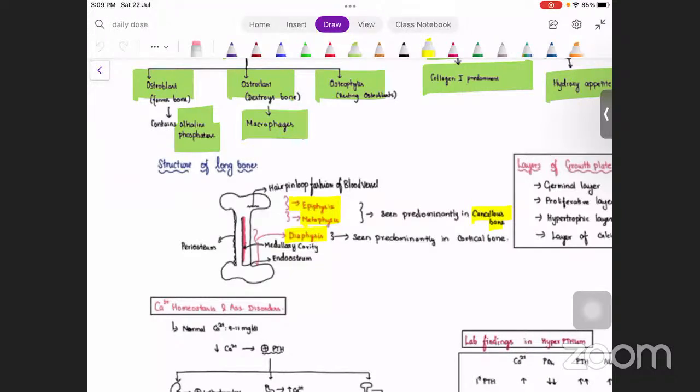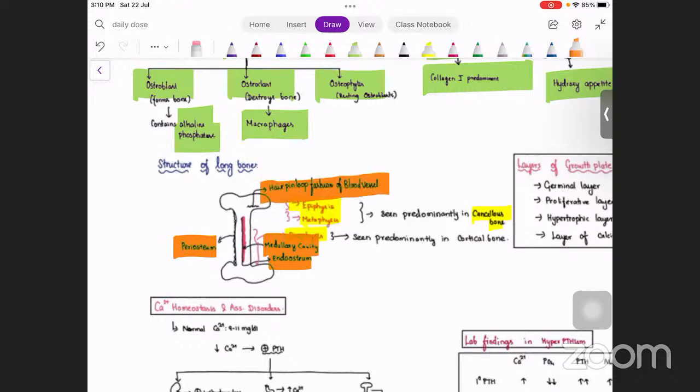Each of these long bones consists of your periosteum and endosteum, people. And inside the endosteum, you have the medullary cavity. And along the epiphyses, you may have the hairpin loop fashion of your blood vessels.